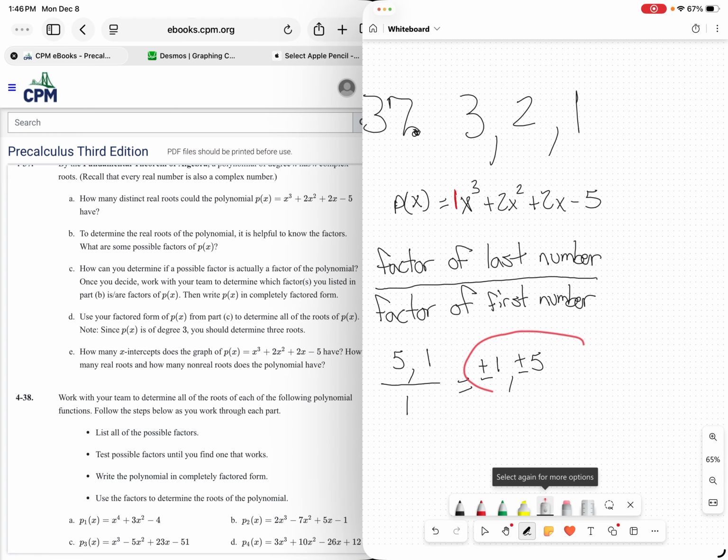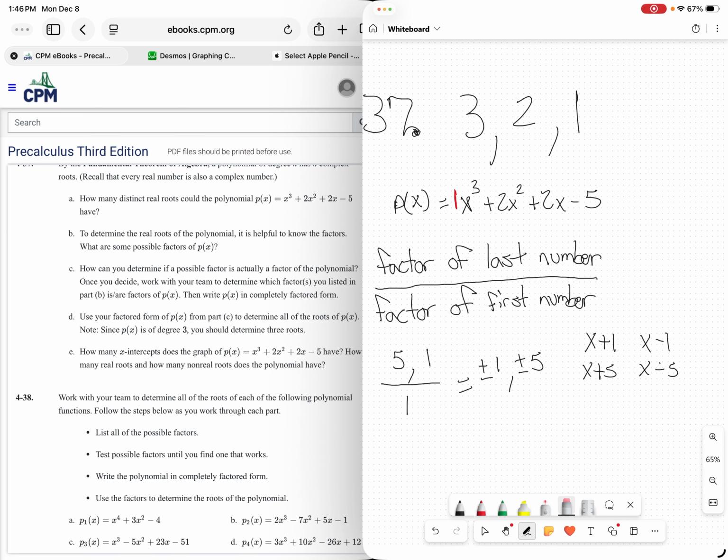So there's 4 possible answers here. Now, those are answers. Those are not factors, right? Factored form would be like x plus 1, x minus 1, right? X plus 5, x minus 5. Those are your possible factors.